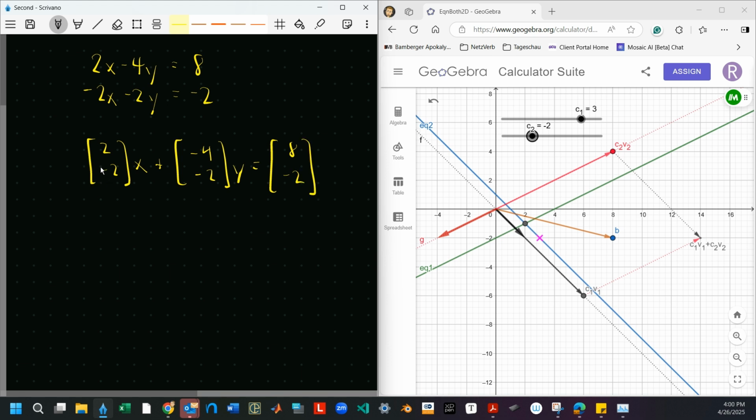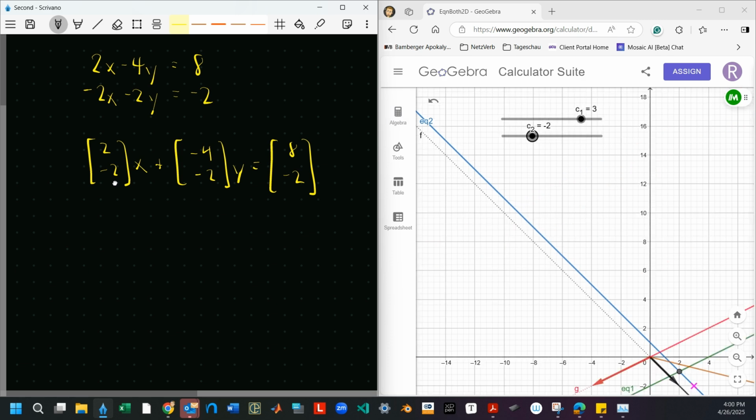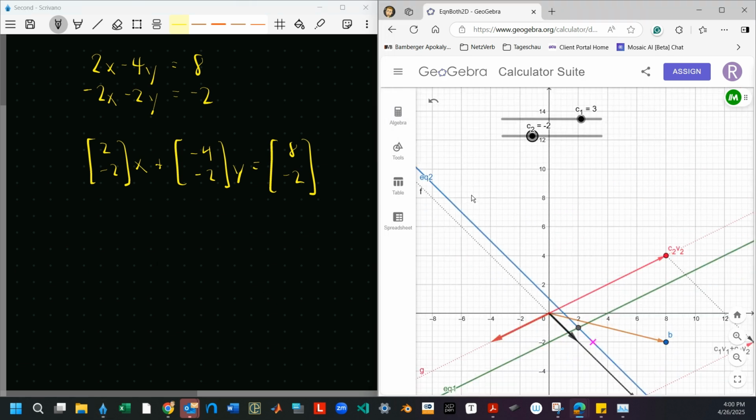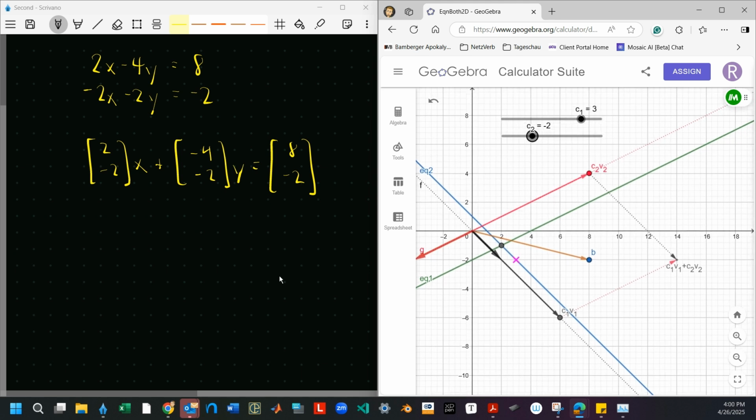That's interesting, because now this has a completely different picture. So this (2, -2) vector is going to be the vector right here, this little black vector, which happens to be in the same direction as the blue line. And (-4, -2) is this red vector right there, which is in the same direction as our green line. So these are two very different lines. And then what is (8, -2)? Well, that is this point b over here, so that's another vector right there.